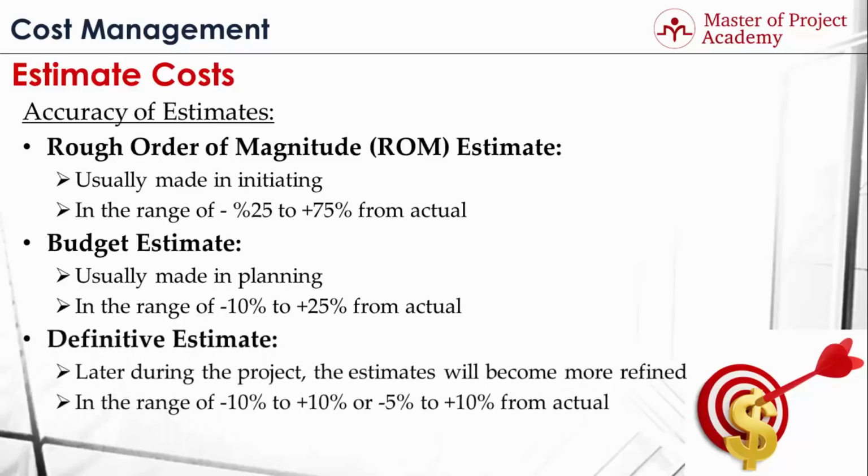definitive estimate. Definitive estimates are used later during the project, when things are clearer and when there is more information available about the activities. Definitive estimates of an activity are in the range of -10 to +10% or -5 to +10% from actual values. For instance, if an activity will cost $100, a definitive estimate gives a range from $90 to $110 respectively. These ranges are used during the project depending on the information available for an activity.